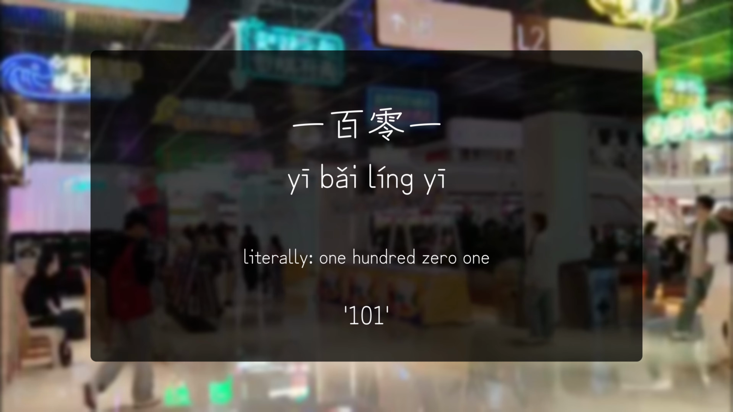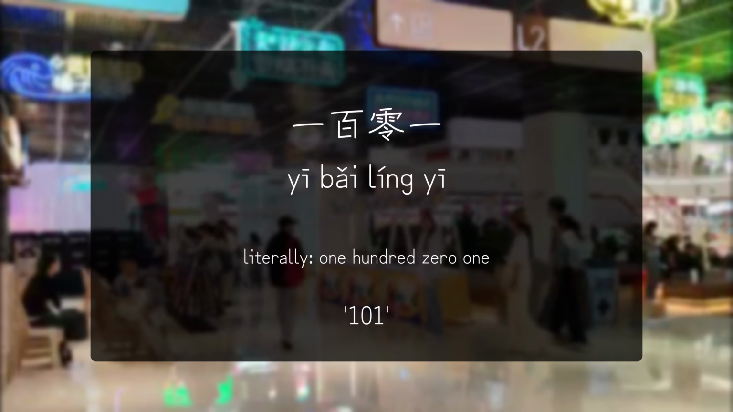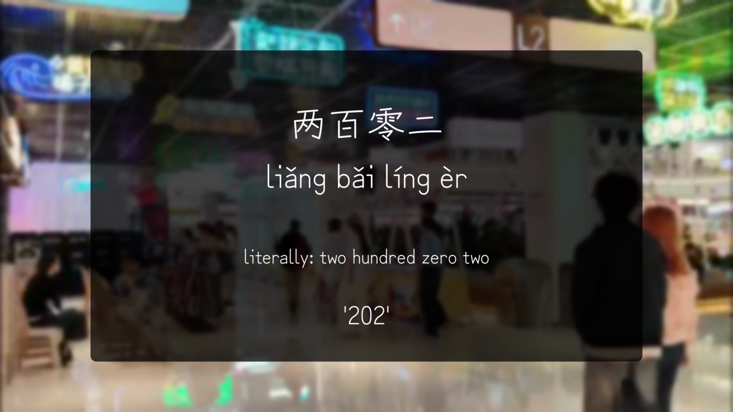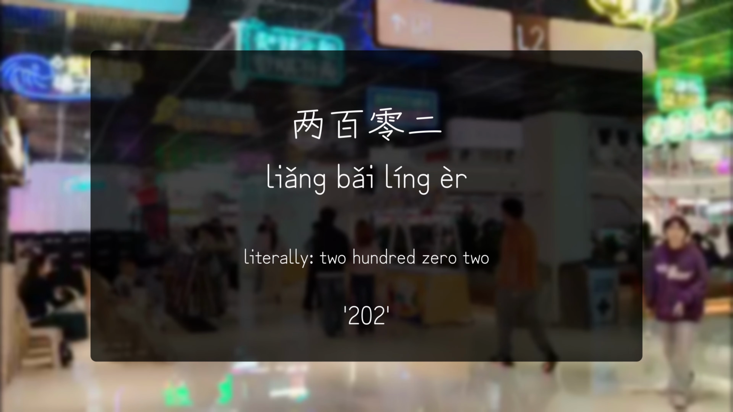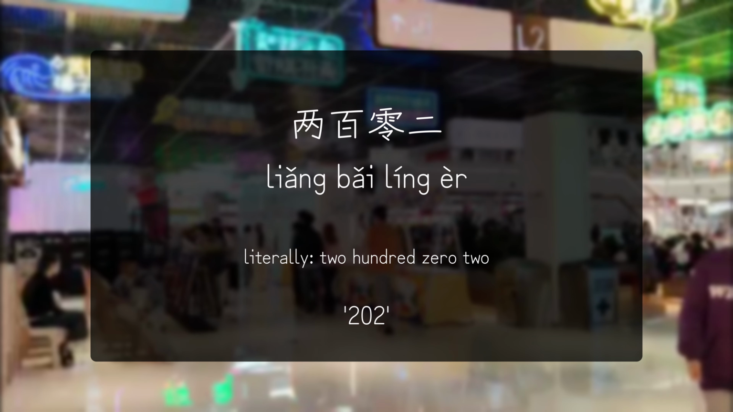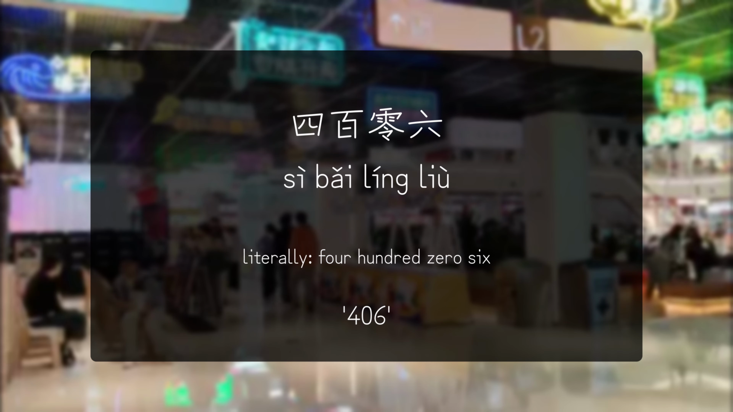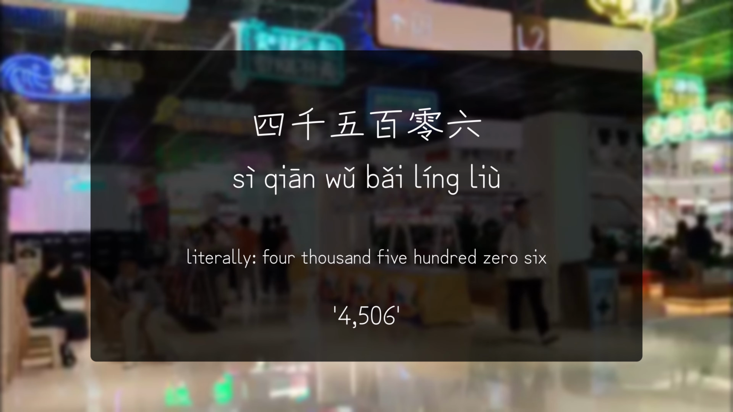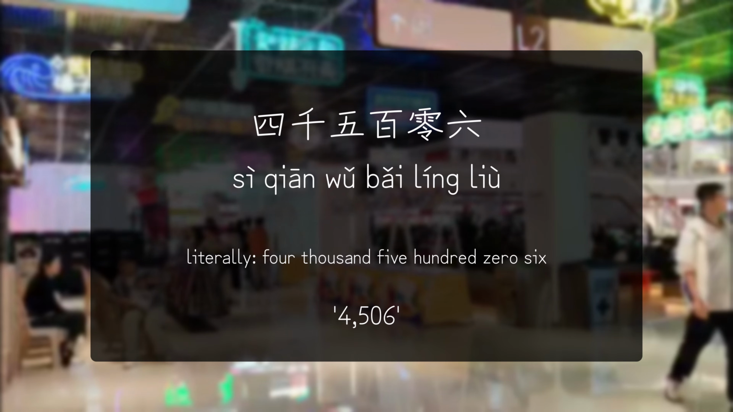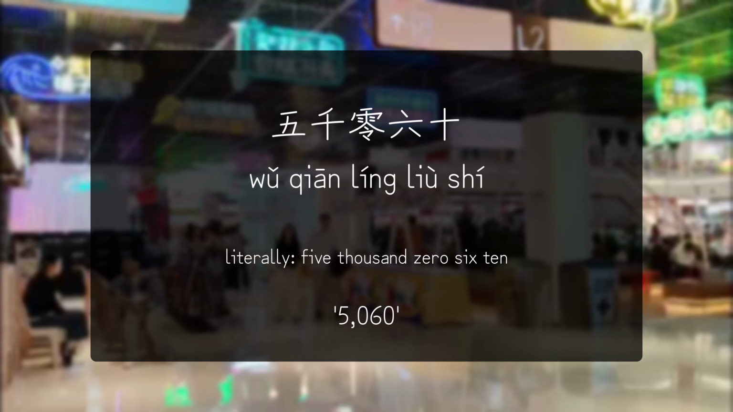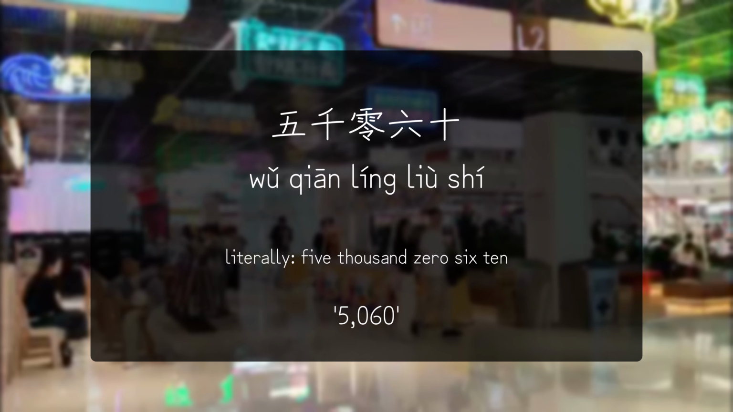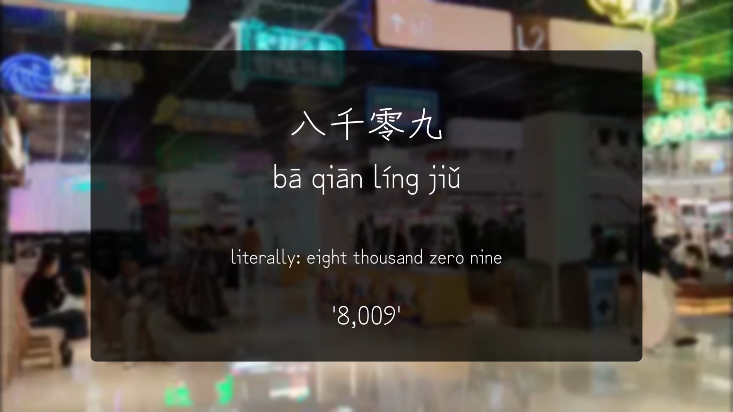That's where 零 comes in. Let's see some examples. 101 is 一百零一. 202 is 两百零二. Notice here we use 两 for the large unit 100 and 二 for small unit 2. 406 is 四百零六. 4506 is 四千五百零六. 5060 is 五千零六十. 8009 is 八千零九.